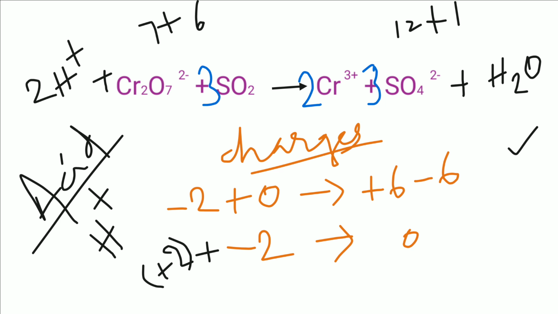So the balanced chemical equation is 2 moles of hydrogen ions plus 1 mole of dichromate ions plus 3 moles of sulfur dioxide gives 2 moles of chromium ions, 3 moles of sulfate ions, and 1 mole of water.